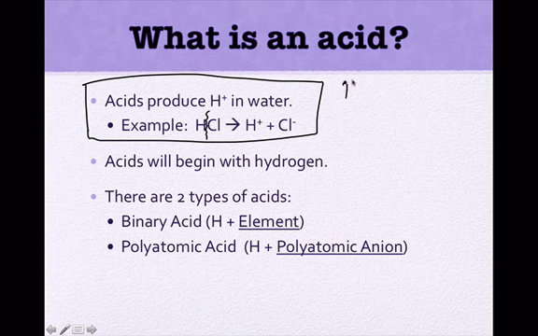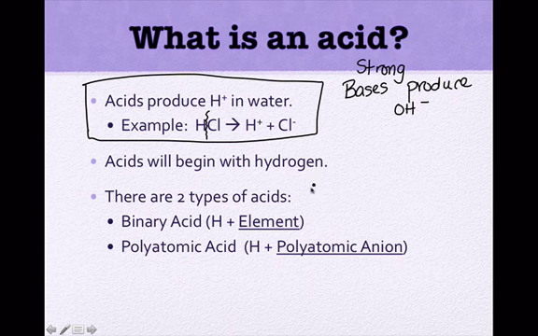Bases produce hydroxide ions, and that's strong bases. And these are very simple definitions of acids and bases, but we'll talk more about them later on in the year. For our purposes, acids are only going to begin with a hydrogen, so that's how you're going to be able to tell if it's an acid, if it starts with a hydrogen.